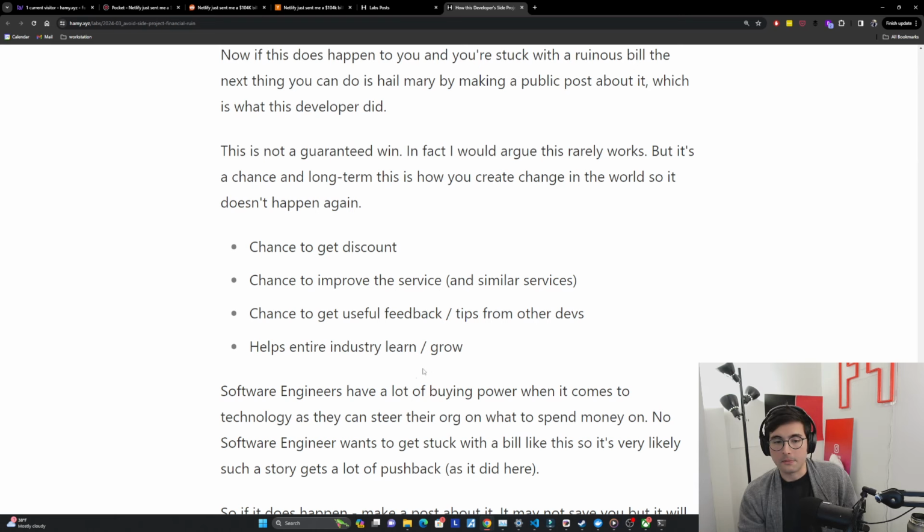And the truth is, doing this actually has a pretty decent chance of getting a lot of pressure to help you, because software engineers have a lot of buying power when it comes to technology. And so they can kind of steer their org, the business wallets, if you will, on what to spend money on. And in situations like this, no software engineer wants to be stuck with a bill like this, both in their own personal projects, but also, you know, at work. And so it's very likely that a story like this is going to get a lot of support and pushback on the companies that are at fault, as we saw here.